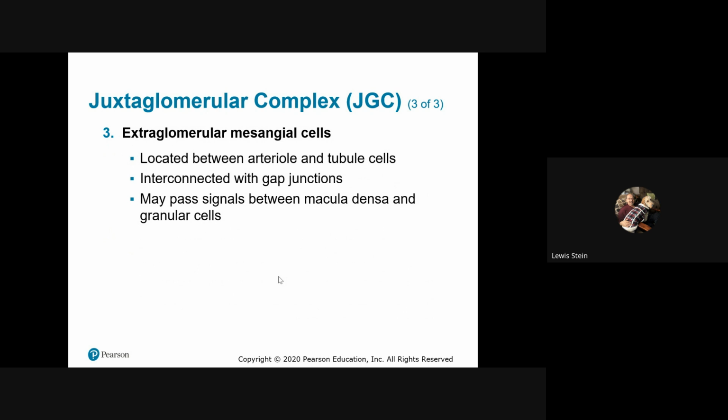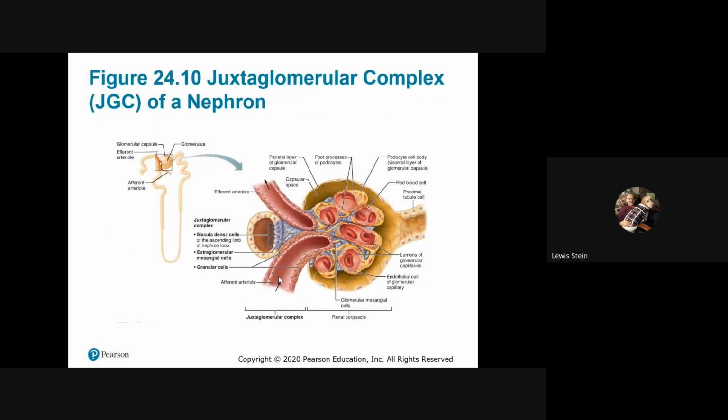And in between these two, you have a messenger cell apparatus called mesangial. And I don't know that it necessarily means messenger, but it's a neat way to remember it. And with gap junctions, they can pass the signals between the two, so one can adjust the other. And they go into this complex, all the adjustments that are made.